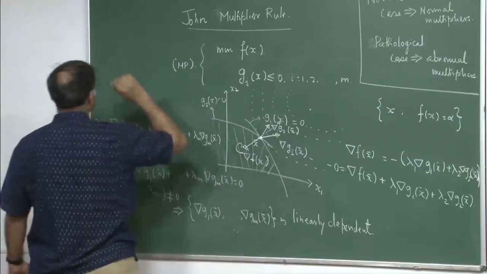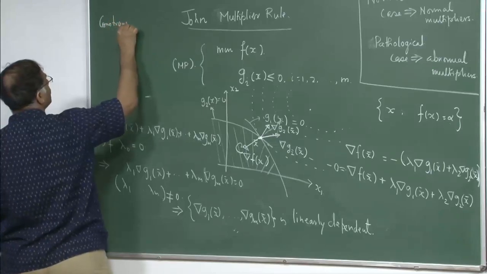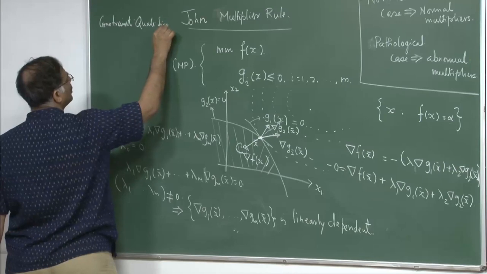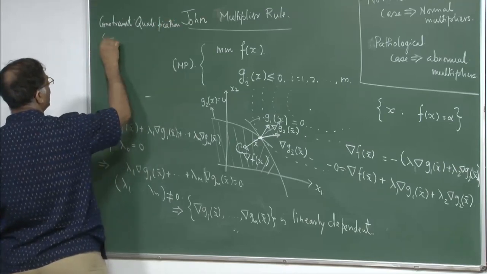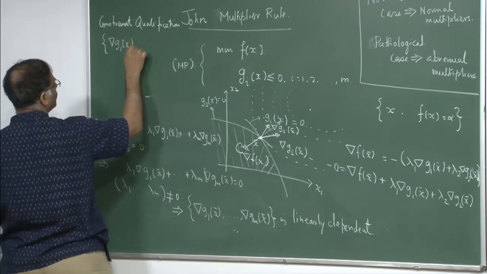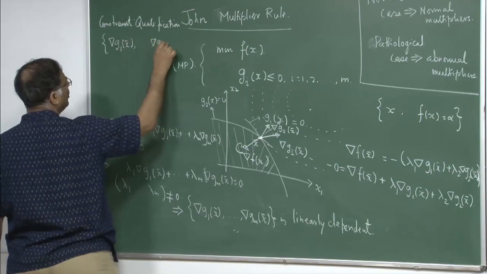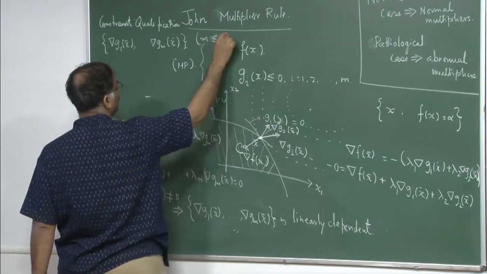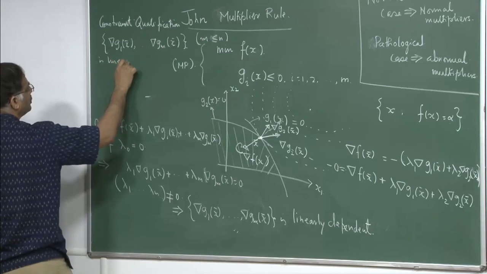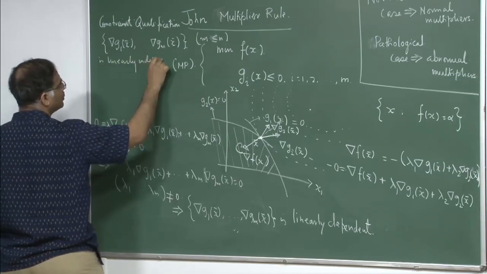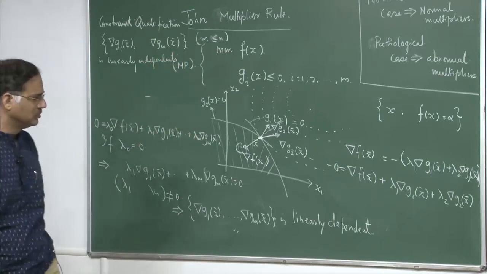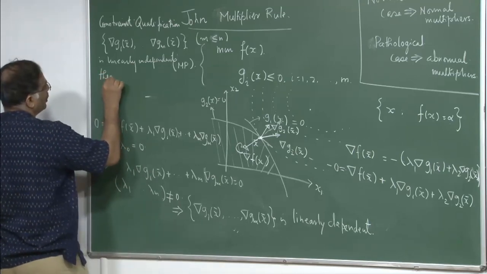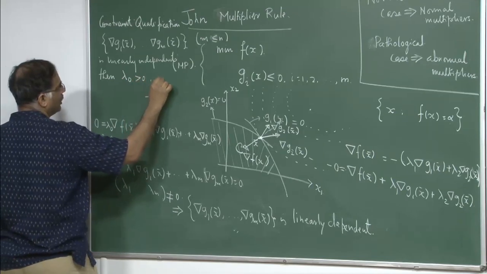So this is an assumption on the constraint, which is usually referred to as a constraint qualification. You say that this is linearly independent. Of course, this assumption would immediately imply that m is less than or equal to n. Whenever you impose that this is linearly independent, then lambda naught is strictly greater than 0, that is, the multiplier is normal.